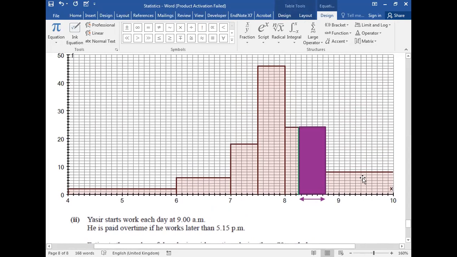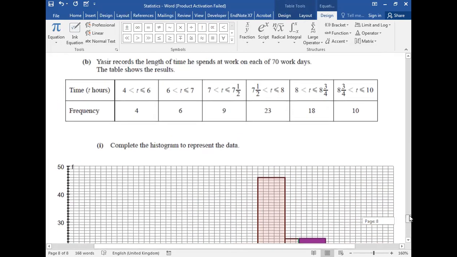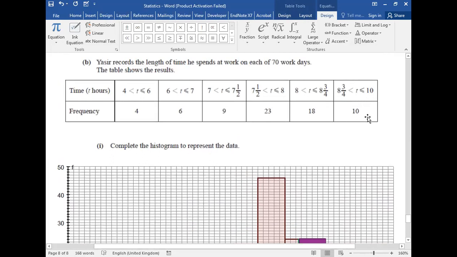This as well. Again, should I find the area for this, or do I already know the frequency for this group? We already know the frequency for this group. And what is the frequency for this group? 10. So there were 10 such days when he worked for 8.75 to 10 hours. इसका तो पता, area भी निकालते तो 10 ही आता. Is this clear or not?